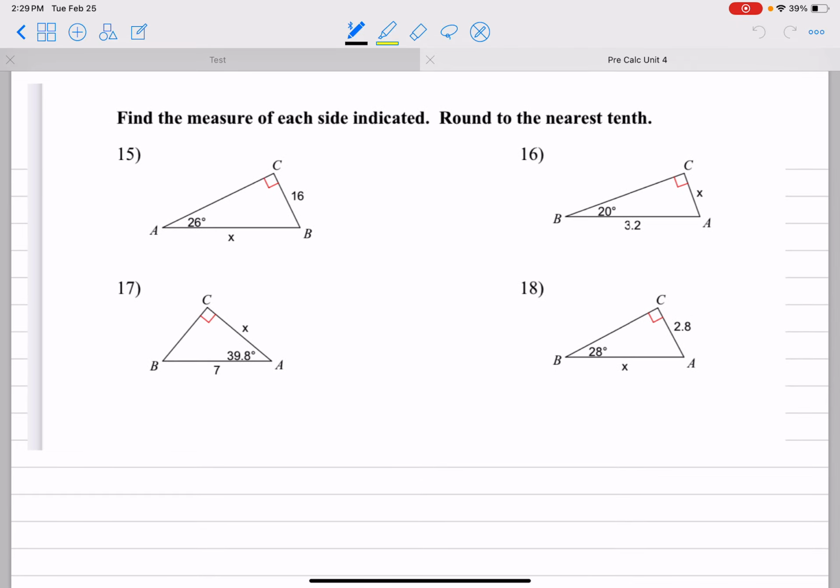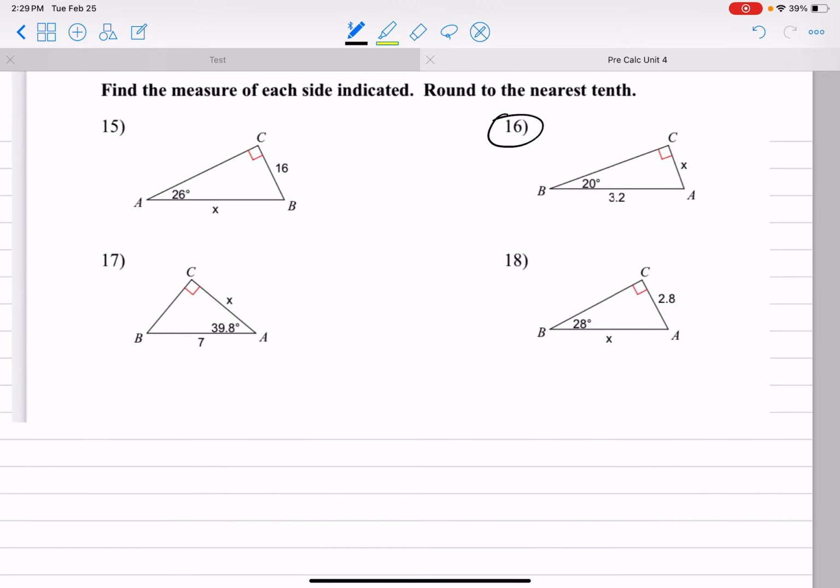All right. Find the measure of each side. Round it to the nearest tenth. Okay, let's do number 16. Why don't you do number 16 right now for yourself? Cool. You just did that, so let's see.